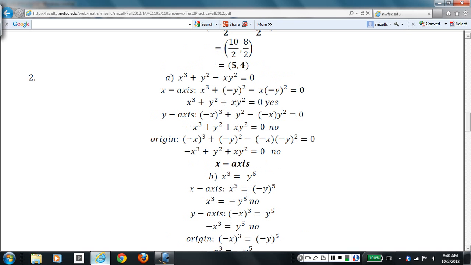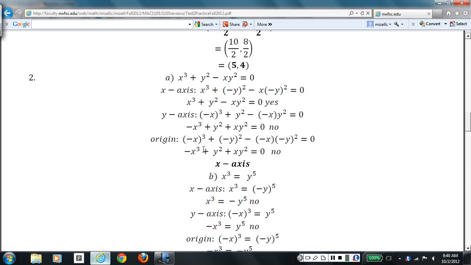So this part A, kind of rough looking equation there, x cubed plus y squared minus xy squared, I tested for x-axis symmetry by substituting negative y for y, and that came back a yes, because it gave back the original equation. Tested for y-axis symmetry by substituting negative x for x, simplified, and that was a no. It did not result in the original equation or something equivalent to it.